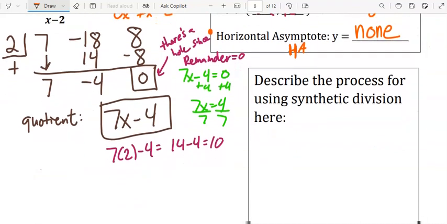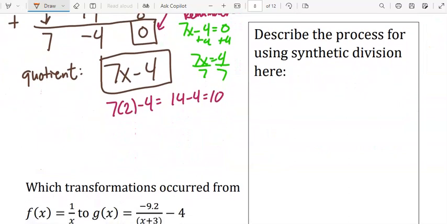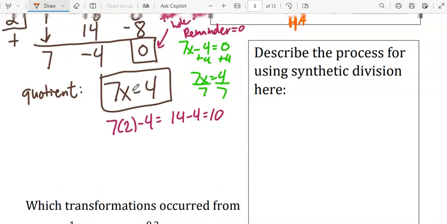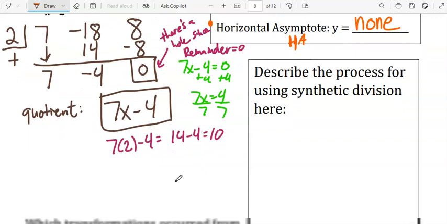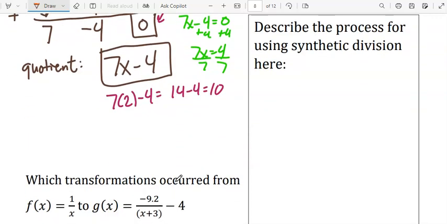So I'll take a moment and answer this right here. Describe the process for using synthetic division here. So in your own words, describe this process that we used to get the quotient. Pause the video, and once you've answered the question in the box, move on.